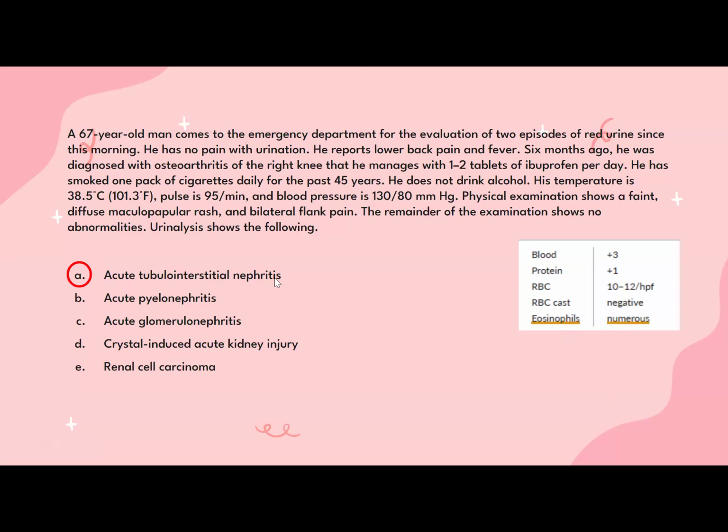Acute tubular nephritis, tubulointerstitial nephritis. That is the most important thing that you're supposed to know here. The rash, the eosinophils, and then the NSAIDs. This is very, very characteristic of interstitial nephritis.